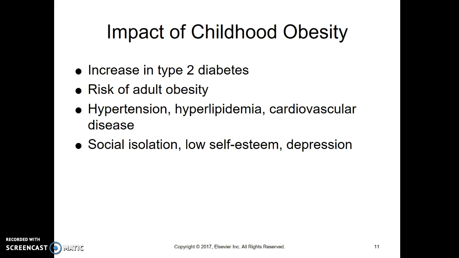So some of the problems, though, we're seeing an increase in type 2 diabetes among kids. It used to not really exist, and now it does. If you're an obese child, you will probably be an obese adult. You're at much higher risk. We're seeing hypertension, hyperlipidemia, and cardiovascular disease at much younger ages. Being obese also contributes to social isolation, low self-esteem, and depression.